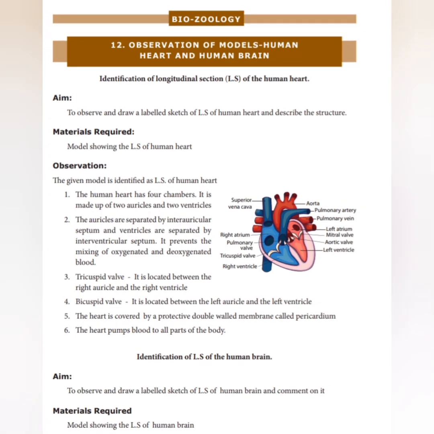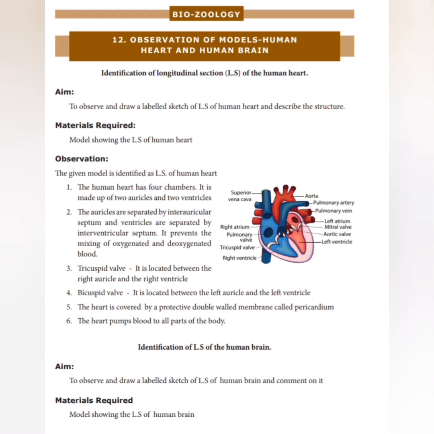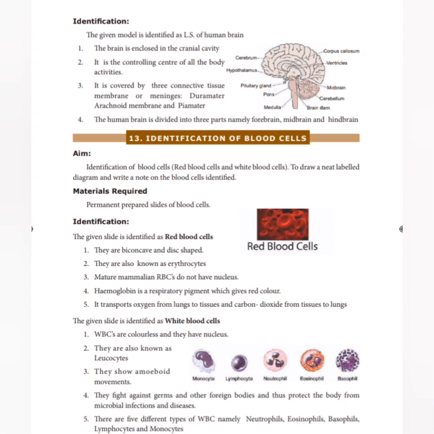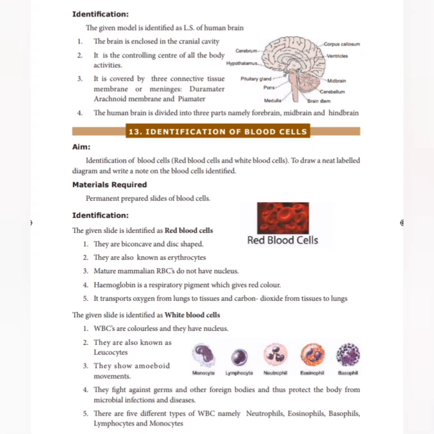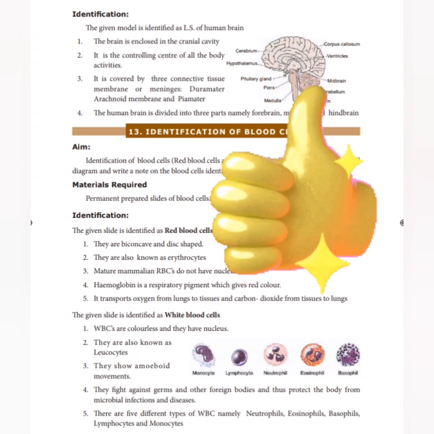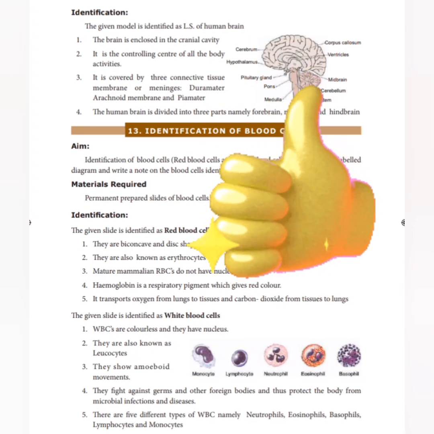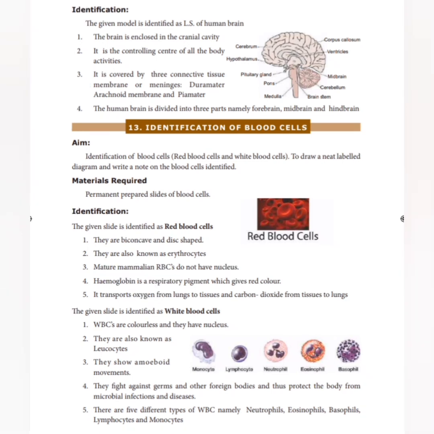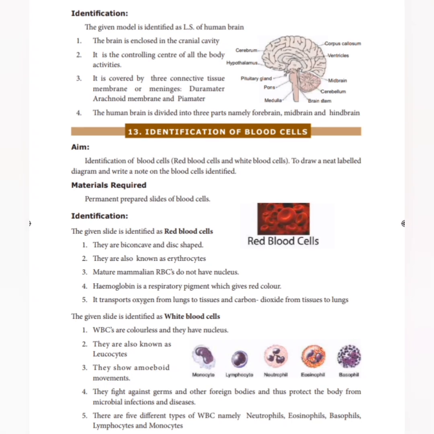For identification, you can write the given model as LS of human heart or LS of human brain. And in the result you can write I identified the given model as LS of human heart or LS of human brain. And for the reason, totally 4 to 6 points are given. You can write any 2 or 3 points and you can draw the diagram and label 4 or 5 parts.